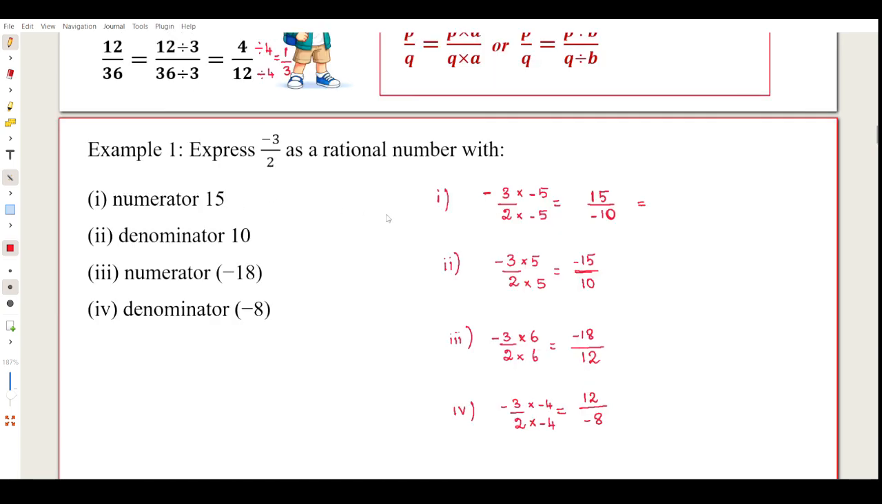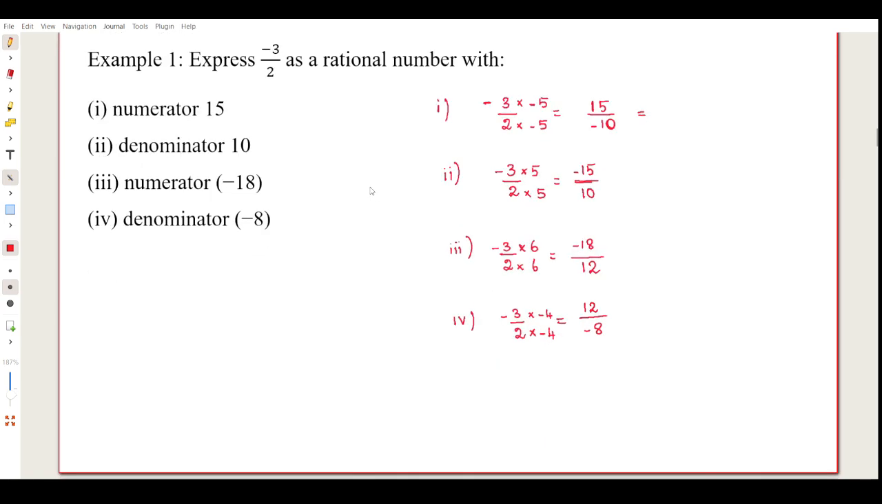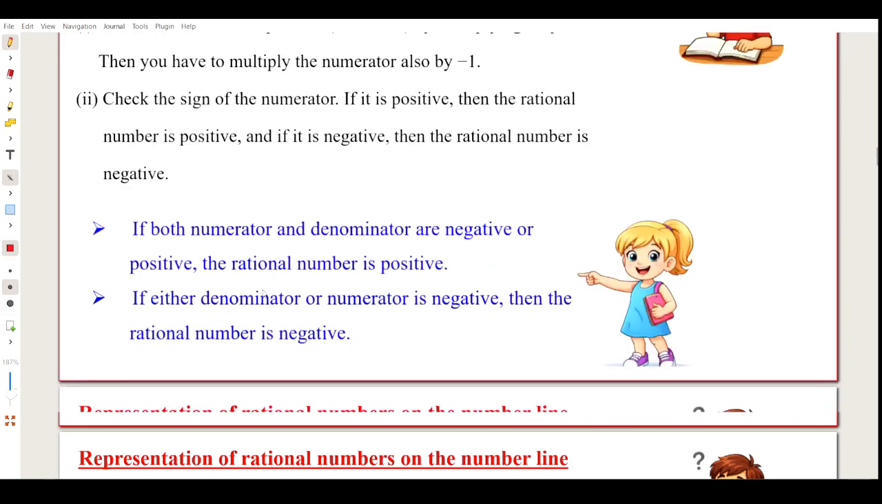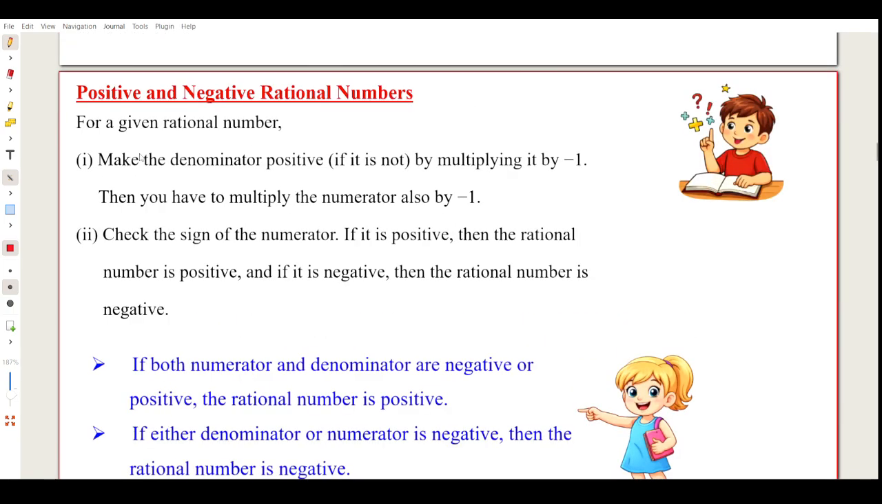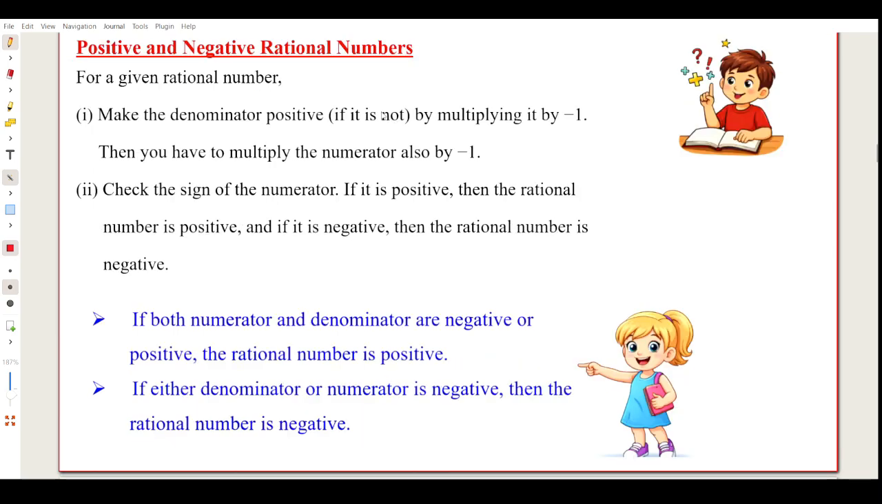What concept are we using here? We are using the equivalent rational number concept. Now the next topic is positive and negative rational numbers. For a given rational number, make the denominator positive. That is the standard form.